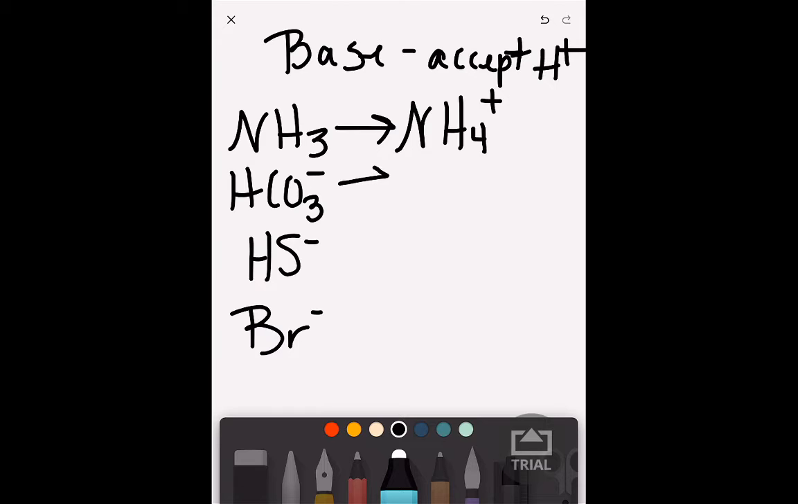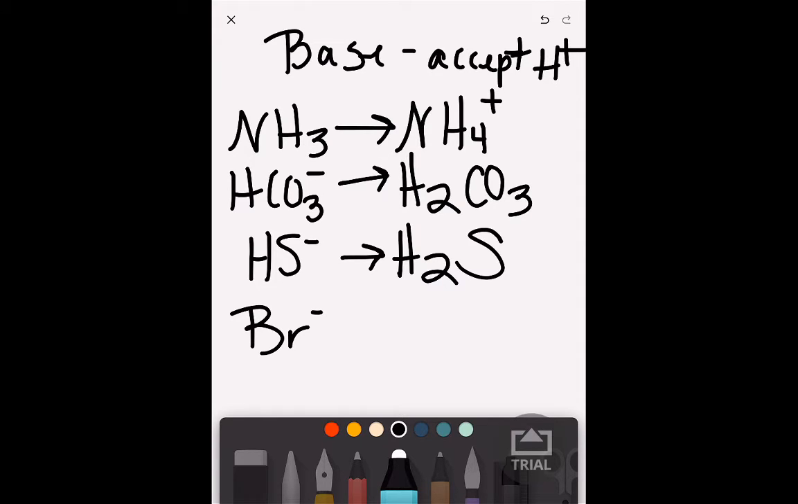HCO3 negative is going to gain a hydrogen ion, so now it's going to have 2 hydrogen ions, and again it becomes more positive by 1, so it's just H2CO3 with no negative because we added a positive to it. HS negative, again, we're going to add a hydrogen ion, so it's going to have 2 hydrogen ions now, and it won't be that -1 anymore because we added a positive, so it's H2S. And then Br negative, well, if we add a hydrogen ion to that, it becomes HBr. And again, since we added a positive, it's not negative anymore. We added a positive 1, which canceled out that negative. So these are bases, and these are their conjugate acids.